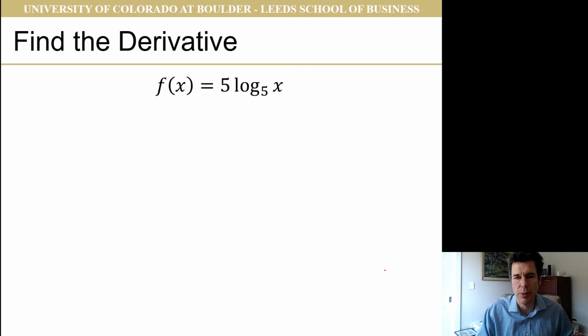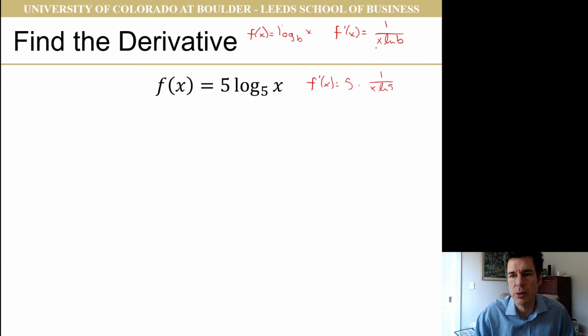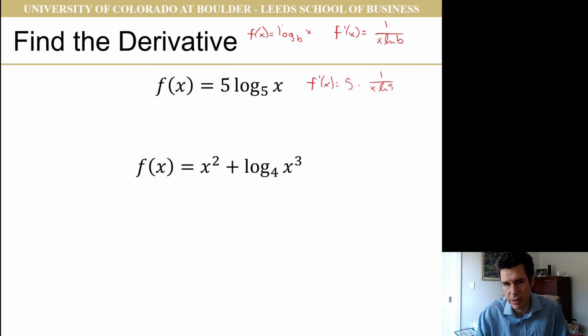Okay, some more derivatives. 5 times log base 5 of x. Well, the 5 comes out times 1 over x ln 5. So our rule is if f of x equals log base b of x, then f prime of x equals 1 divided by x ln b. So that's our rule. Okay, so that's our function here. We had a 5 here as a constant in front, so we bring that out. 5 times 1 over x ln 5.